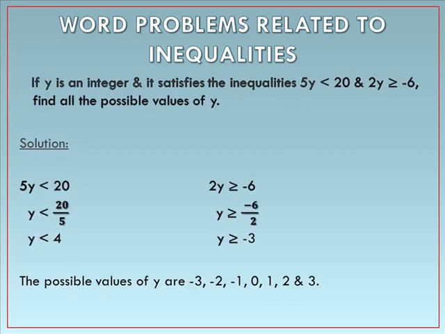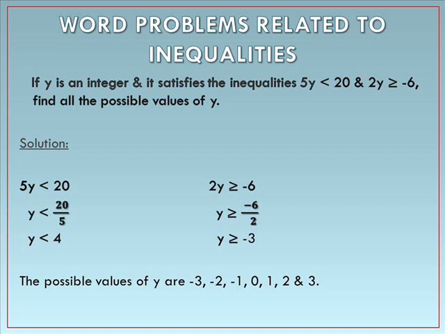In the given word problem that is related to inequalities, we need to find all the possible values of y. If y is an integer and it satisfies the inequalities, 5y is less than 20 and 2y is greater than or equal to minus 6. We will solve both the inequalities one by one. Let us solve 5y is less than 20 first.